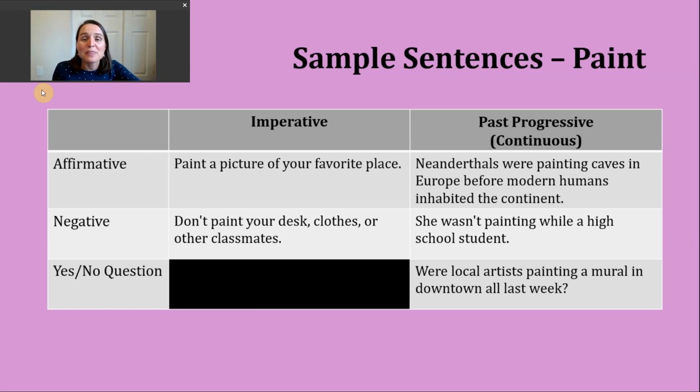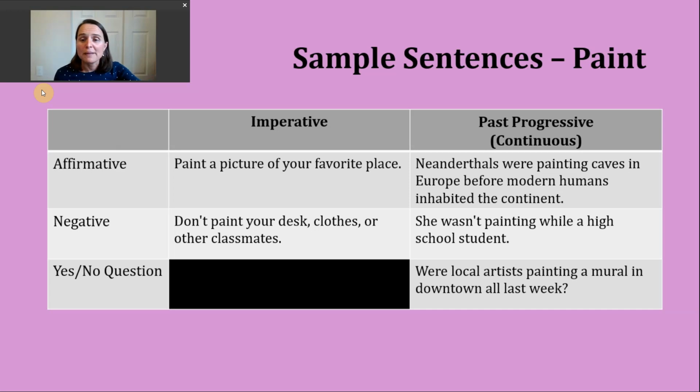Next, let's take a look at the past progressive. We use this verb tense to talk about some ongoing activity at some point in the past. And we need two parts to make the past progressive. We need a past form of be, so that's going to be was or were, depending on what our subject is. So if the subjects are I, he, she, or it, we'll use was. And if our subjects are you, we, or they, we'll use were. And then we'll use that ing form of the verb.